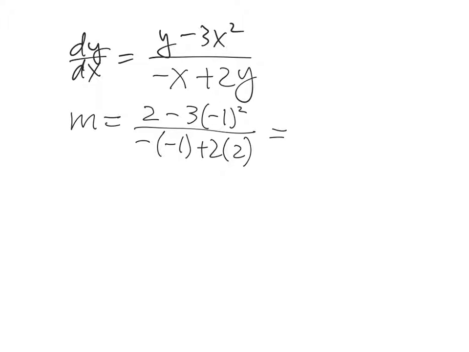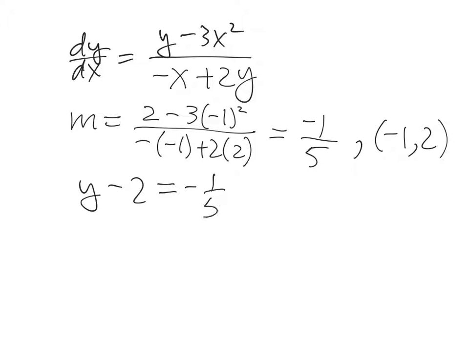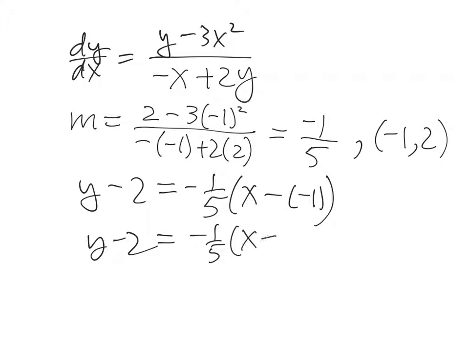So let's see, we'd have -1 over 5. Okay, so there's our slope, and again through the point -1, 2, so point-slope form: y minus 2 equals slope times x minus a -1. Well, that'll be +1. And from here, this is fine to leave it there. Some of you would solve for y, which is fine as well.